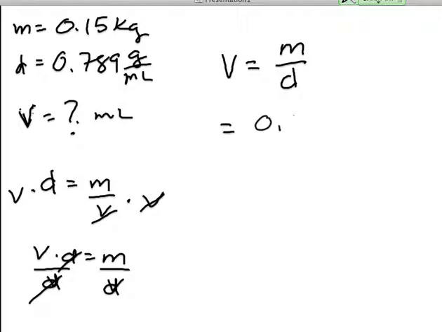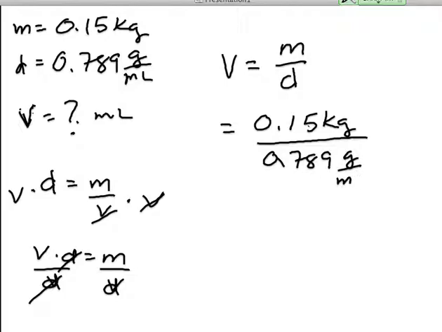My mass is 0.15 kilograms. My density is 0.789 grams per milliliter. Do my grams cancel out? No. Oh, I got to convert, don't I? Okay. 1 kilogram, how many grams? 1,000. Okay. Now, kilograms, kilograms, grams, grams. The units I have left, 1 over milliliters.